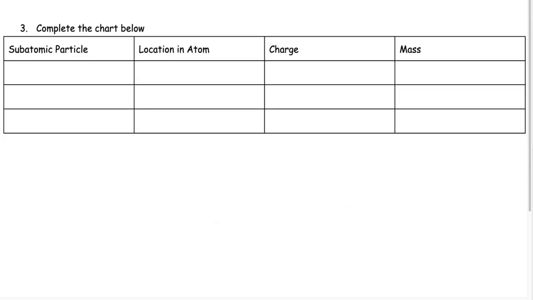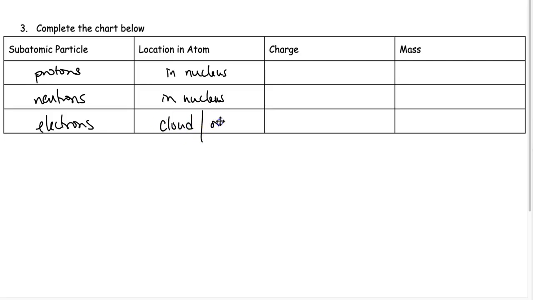So we're completing the subatomic particles, and we're just going to label these. Atoms are made of protons, neutrons, and electrons. Both protons and neutrons are found in the nucleus, in that tiny dense center. And then the electrons are found out in the electron cloud, or you could say orbitals, energy levels. I don't care, but they're out in the cloud.